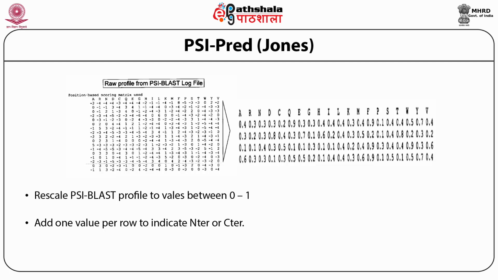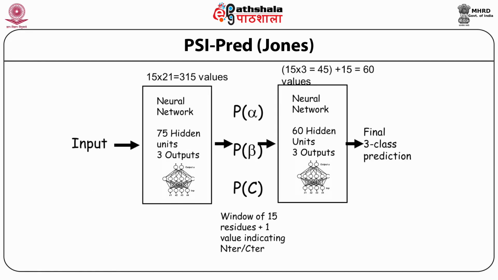and once that is done, again a window based approach is taken with 15 to 20 residues per window, and these are then fed into a neural network. Again, just like the PHD method, you have a lot of different neural networks which are fed into it. The output of one goes to another layer of neural networks, and you get a final 3-class prediction.